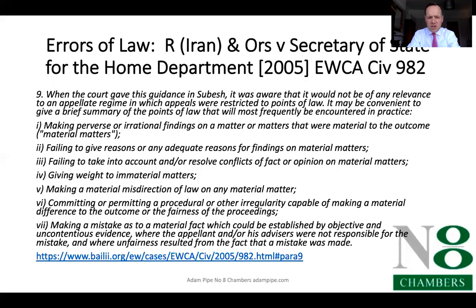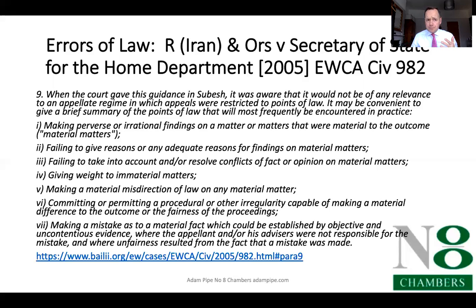What about giving weight to immaterial matters? Now, look at this. This is not just a challenge that we don't like the weight the judge put on a matter. This is giving weight to matters that the judge shouldn't, immaterial matters. And that's an important distinction. We'll come back to weight in a minute. Making a material misdirection of law on any material matter. So if a judge applies the balance of probabilities in a refugee claim, that's a material misdirection of law. Committing or permitting a procedural or other irregularity capable of making a material difference to the outcome or the fairness of proceedings. Now, often procedural irregularity cases need evidence and often witness statements for advocates.